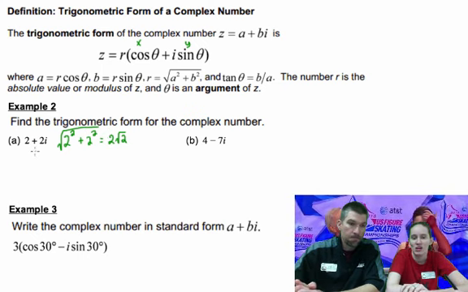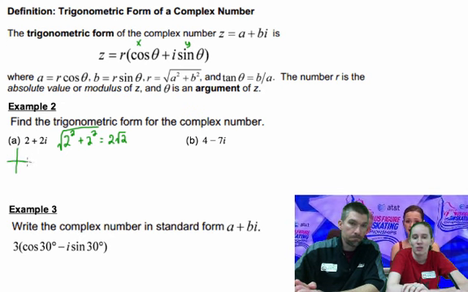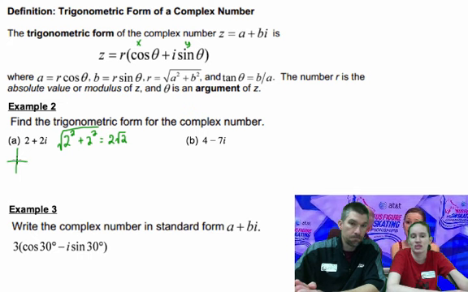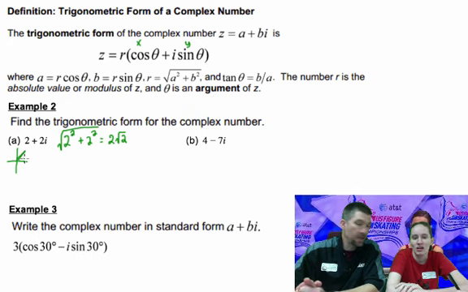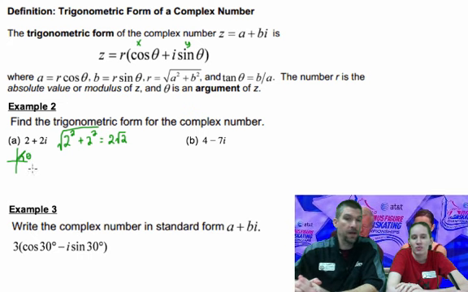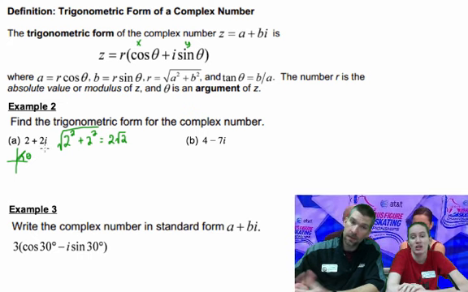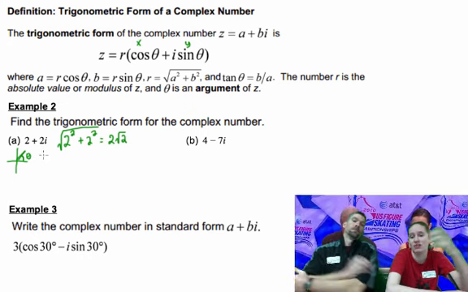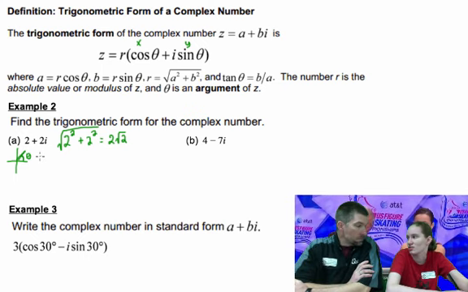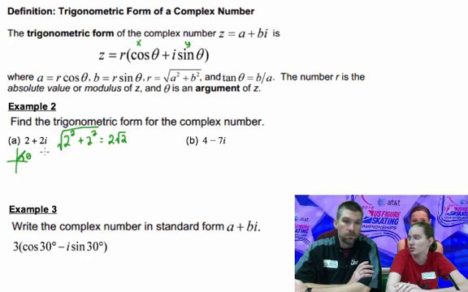So then the tricky part may be to find theta. What's important is that whether you draw it out or whether you're just thinking it, you need to know what quadrant 2 plus 2i is in. We've got to get the right theta. And if you don't know the right quadrant, you won't get the right theta. Since this is in the first quadrant, if we use our calculator, it will actually tell us the correct angle. Any other quadrant, we have to do a little bit more work.